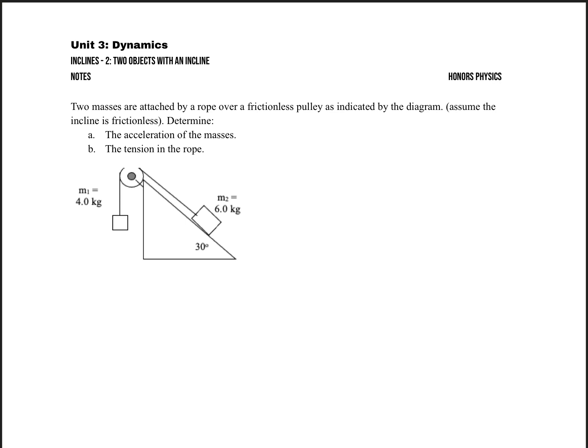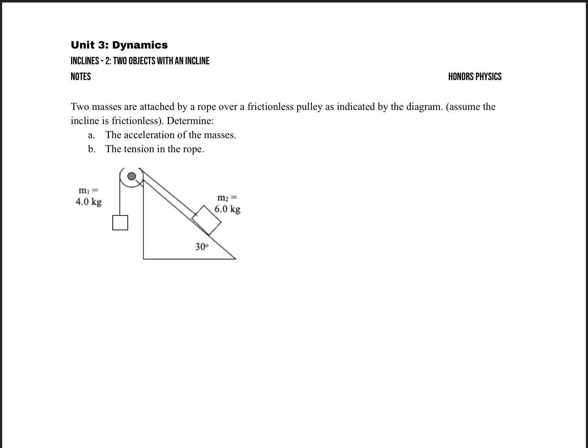So first thing, we're assuming the incline is frictionless, and we have to determine two things: the acceleration of the masses. We remember because they're connected, they'll both accelerate at the same rate. And then we have to figure out what the tension in the rope was. Previously, when we looked at this, it was pretty straightforward to see which way they would accelerate. But in these questions, something kind of different happens here.